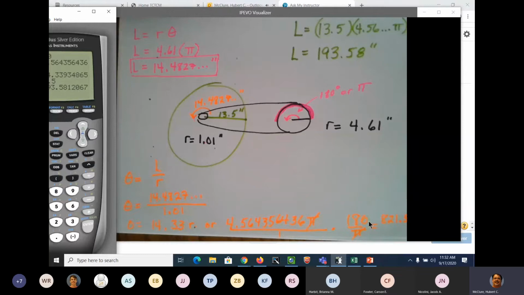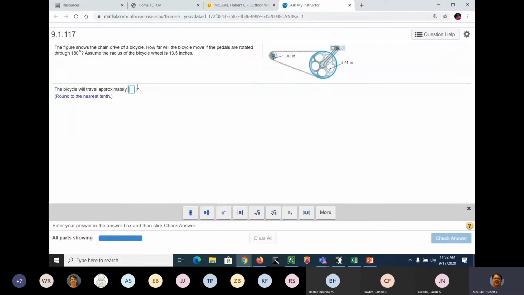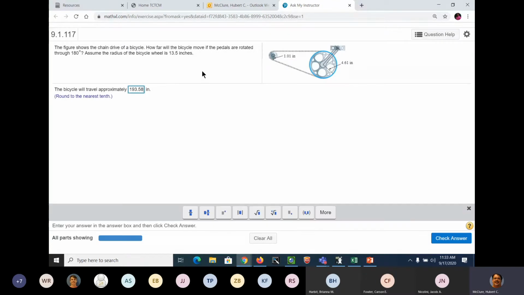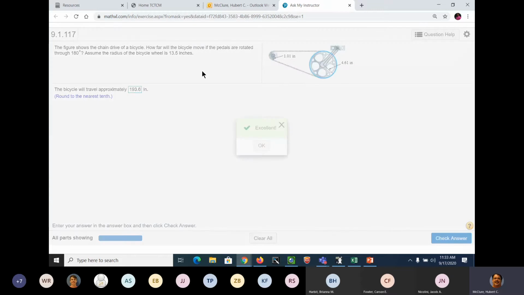The reason I did the 180, because some questions ask you to change it into degrees. So I got 193.58, to the nearest tenth, 193.6. And you feel good about yourself.